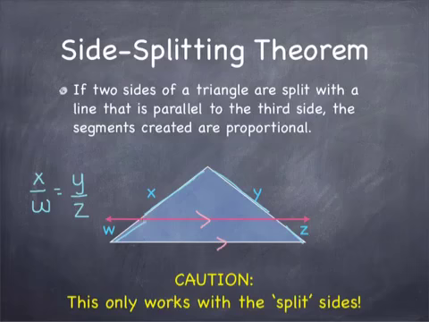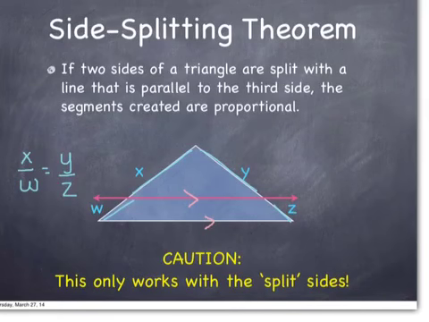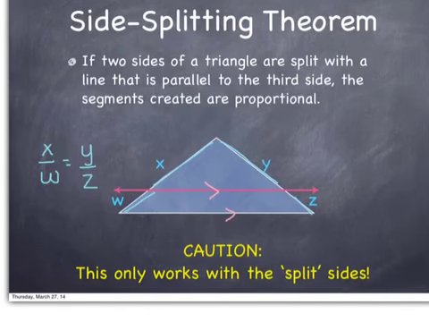Okay? The thing I want to caution you about here is that this trick with the proportion only works with these split sides. You cannot compare these two pieces like Y and Z to these sides, the parallel line and then the bottom of the triangle. You'll see what I mean by that when we do our first example, but you may just want to make a note of that to yourself.